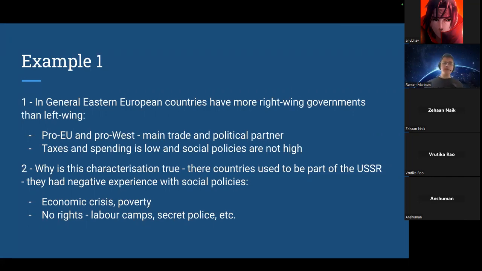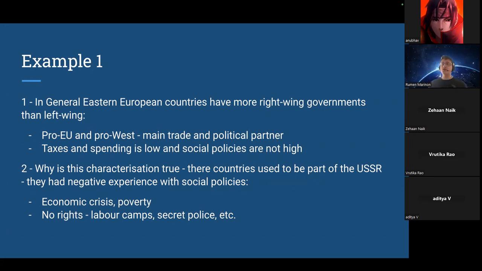Okay, so what does this look like? This looks like, for example, these countries being very pro-EU, pro-West, this being their main political and trading partners. This means that they, in general, incorporate such characteristics within them. And secondly, that they have low taxes, low spending, and there aren't that many social policies and things like that. These are the inherent characteristics of the governments there in the majority of cases.